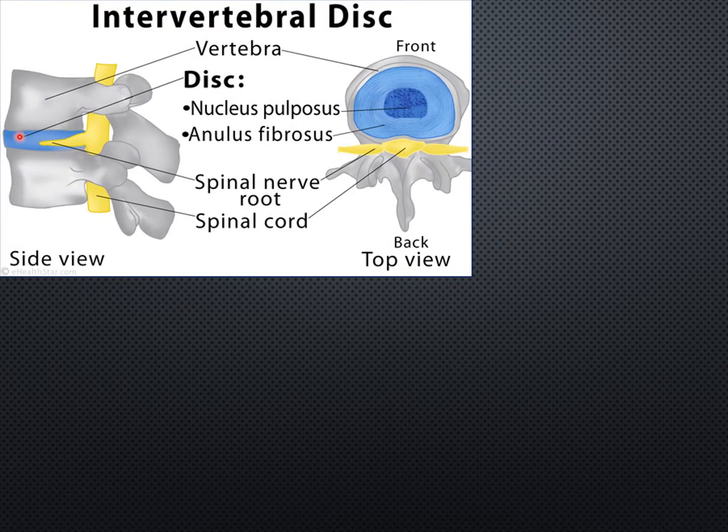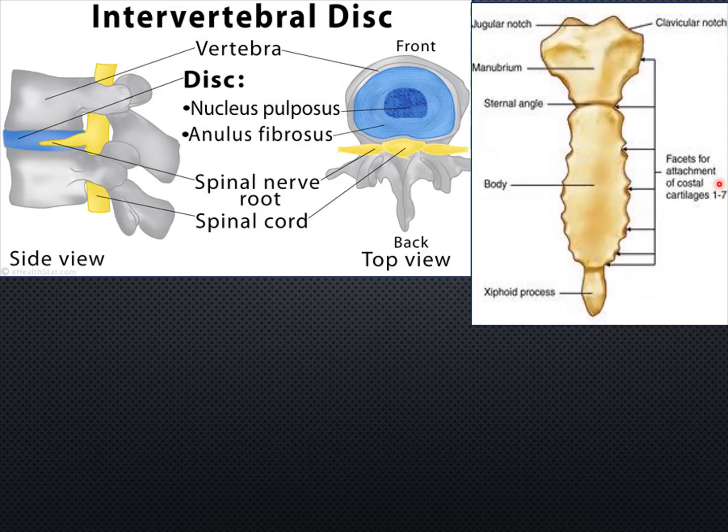So let us look at the examples. This is the intervertebral disc that is seen between the two adjacent vertebral bodies. So that is the intervertebral joints. Then you have the manubriosternal joint. So this is the manubrium of the sternum, and this is the body of sternum. So between the manubrium and the body, you get the manubriosternal joint. This joint is an example for secondary cartilaginous joint or a symphysis.